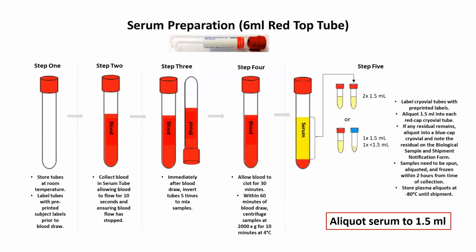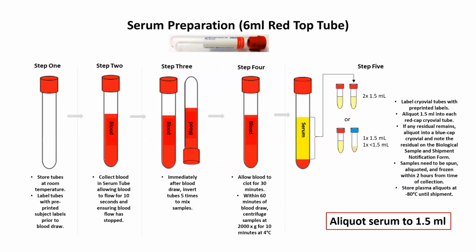During collection, make sure that you have allowed the blood to completely flow, and ensure before you take the tube away that the blood flow is completely stopped. And immediately after the draw, you'll want to invert this tube. Gently invert 5 times to mix the sample.